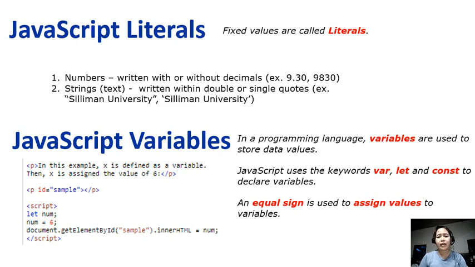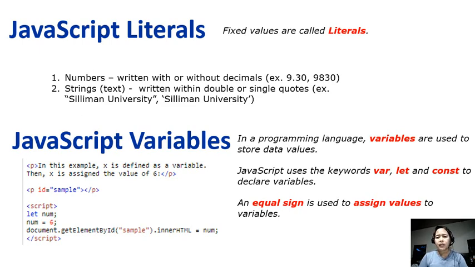For instance, you have 9.3 or 9,830. That's an example of a number. For strings, these are text, in other words, and these are written within double or single quotes. For example, here you have Silliman University enclosed in double quotes, or Silliman University enclosed in single quotes.